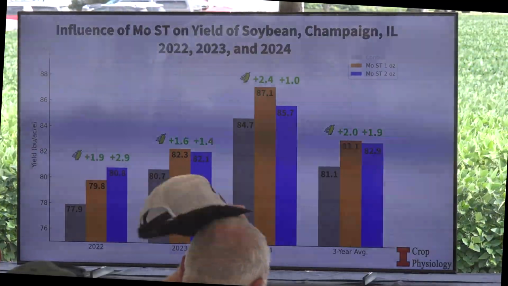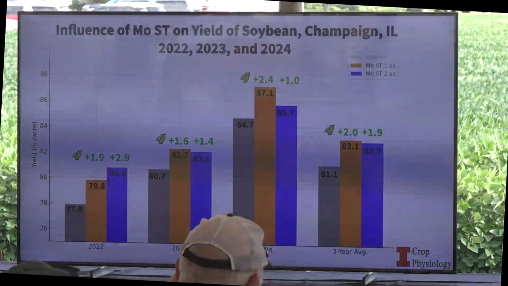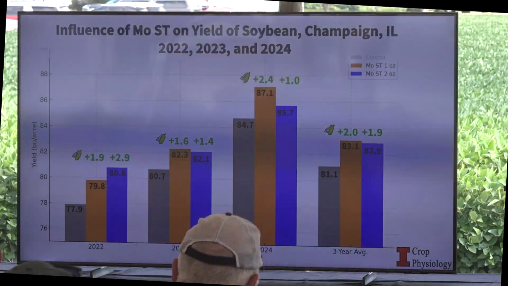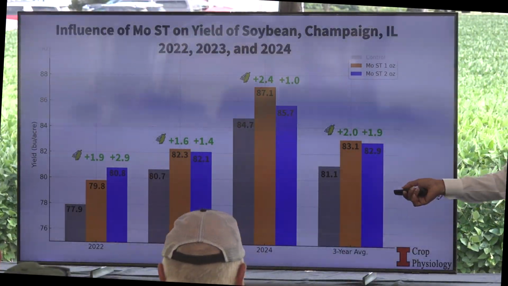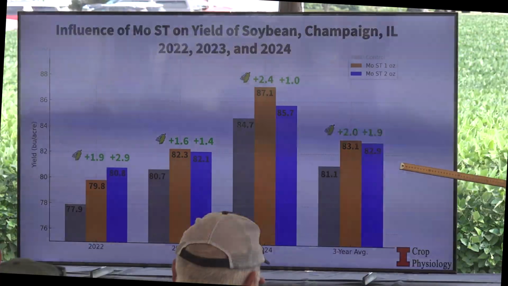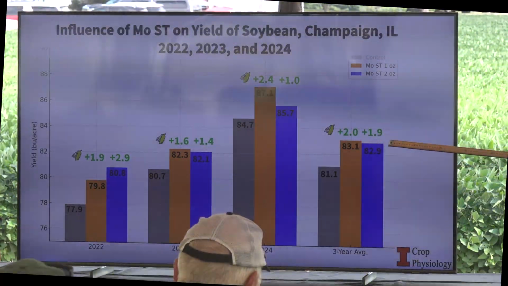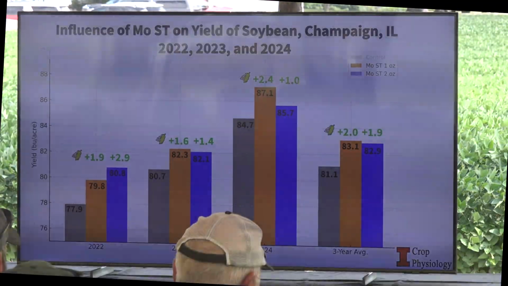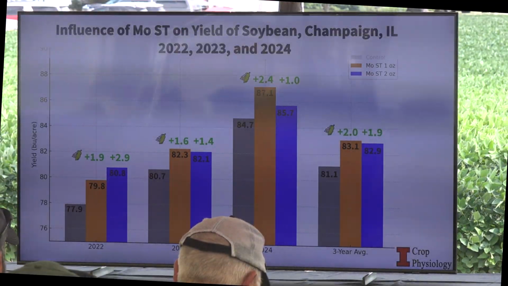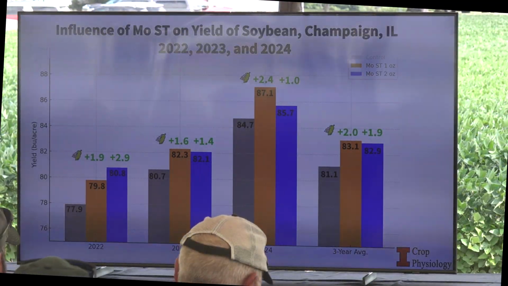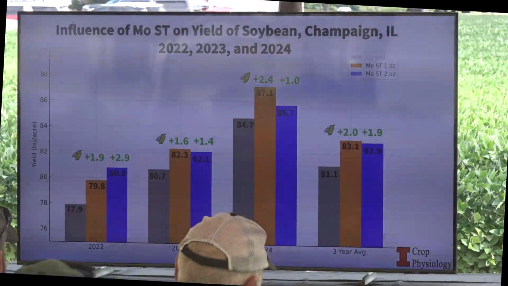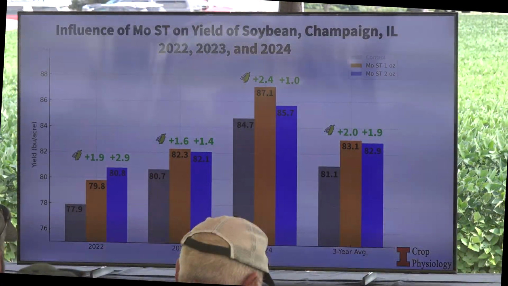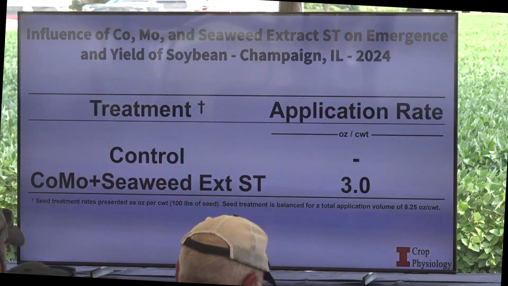So we got here an average. I'm not going to talk about all of these years because each year can be a little bit different. But on average for these 3 years, we got a yield increase for those two different rates of 2 bushels per acre, right? So we didn't see a difference between the two different rates of application, but we still got a 2 bushel increase with this molybdenum seed treatment.